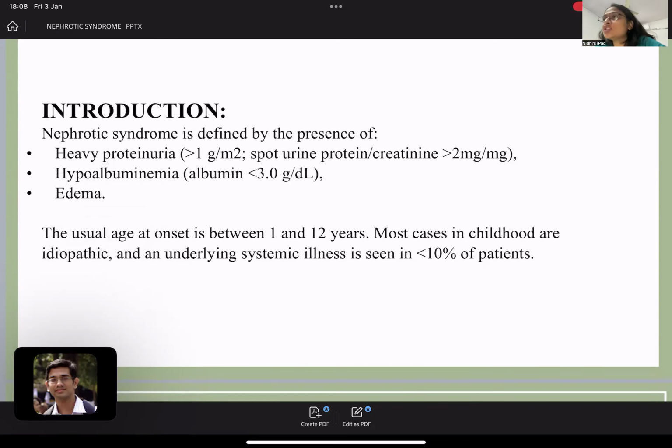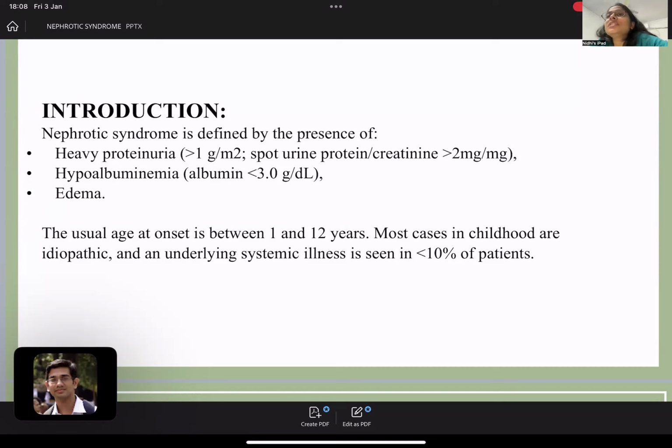The usual age of onset of nephrotic syndrome is 1 to 12 years, and most of the cases seen are idiopathic, but in less than 10% of cases, they can be secondary causes such as SLE, HSP. So we have to rule out the secondary causes if a patient comes with atypical presentation.